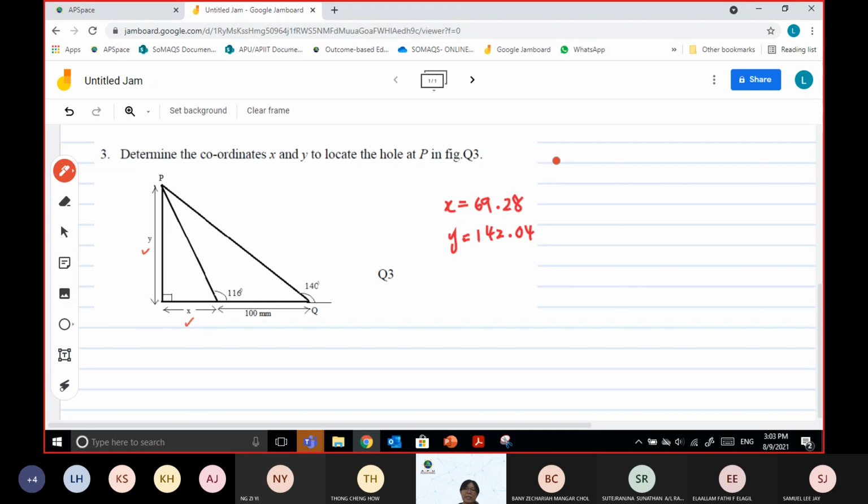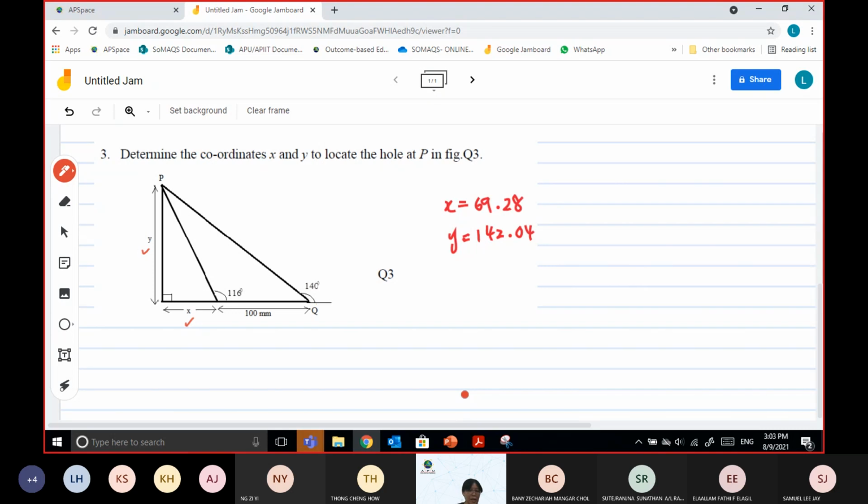But if you deal with a triangle that is not a right angle triangle, definitely you can't use tangent, sine and cosine, and you can't use the theorem of Pythagoras either. Then you have to use the sine rule or the cosine rule.